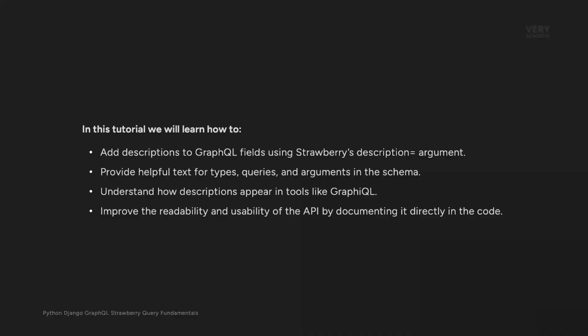Right, so now that we have much of our API up and running, let's look at how we can add simple descriptions to our GraphQL schemas using Strawberry. These descriptions help make our API easier to understand when exploring it through tools like GraphQL. So in this tutorial, I'll show you how to include helpful descriptions in your schema to improve clarity when working with queries, types, and fields.